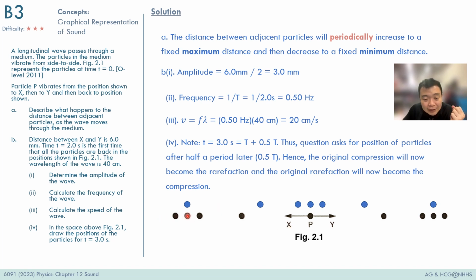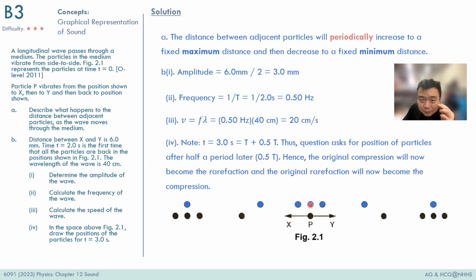This is the original compression point. Half a cycle later, 1 second later, the same particle will now be the center of a rarefaction, so very far apart. Then this is a particle that was at a rarefaction point. So 1 second later, half a period later, this same particle will be a compression point where the neighboring particles are very close to each other. So that is the trick that I've used.